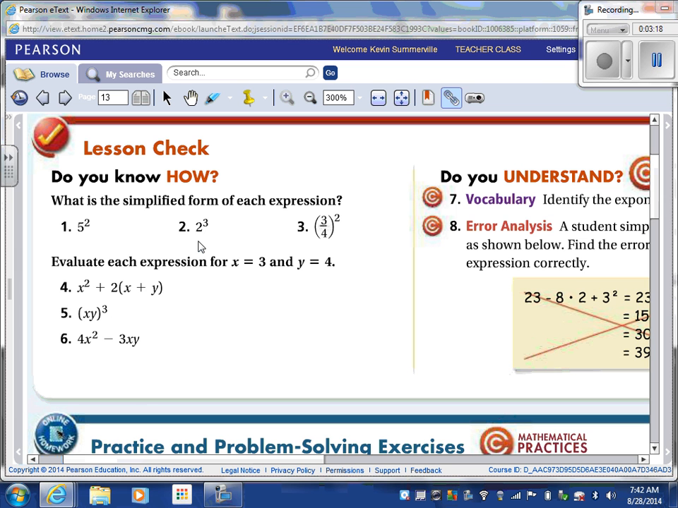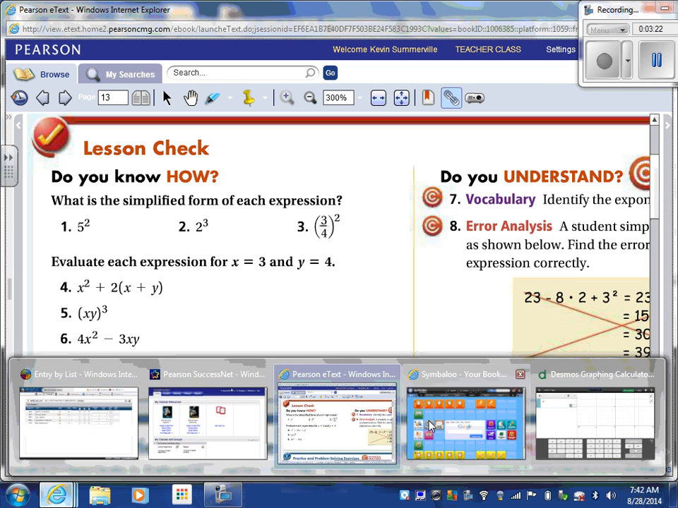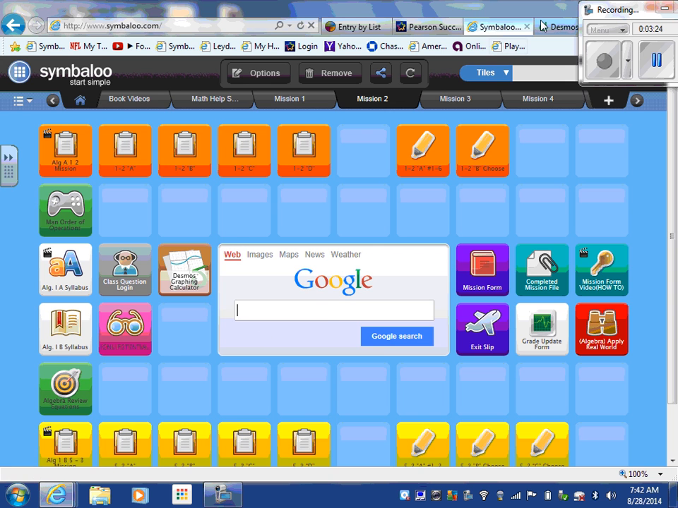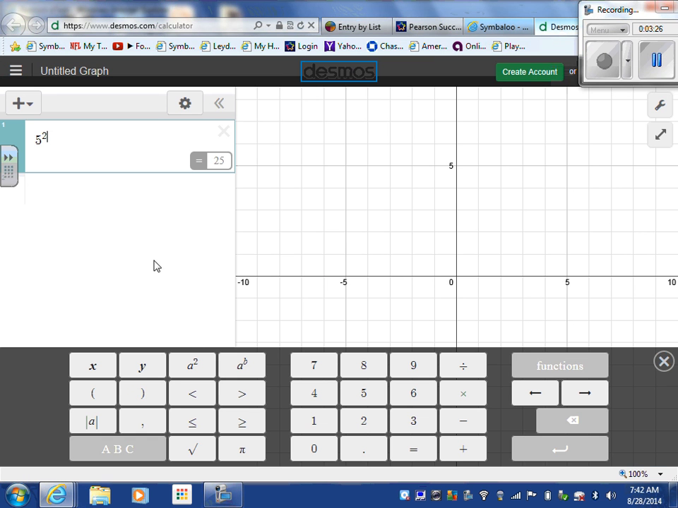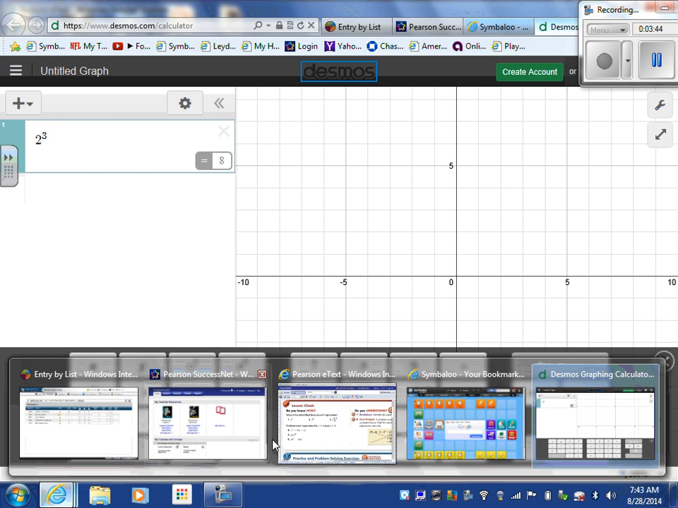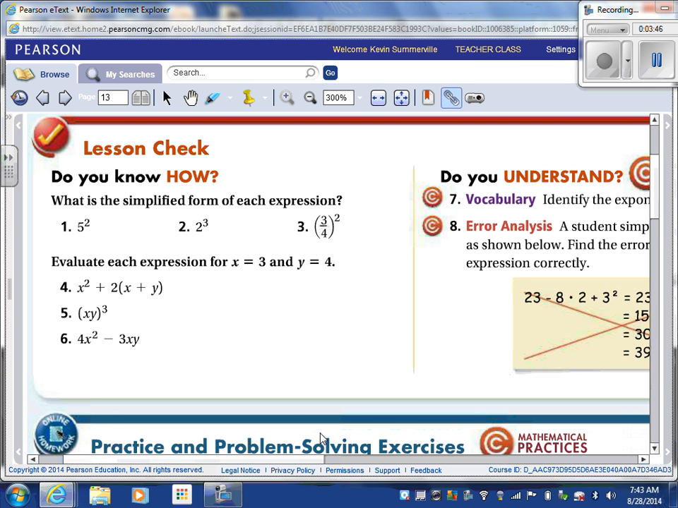And if I go to my calculator one more time, I'm going to go back to the Symbaloo site and click into my calculator, which I already have up here. I'm going to erase this here, and I'm going to go to the AB button, to the third power. And that answer is 8. Okay, so I need to go to the calculator, plug it in, get my answer. So for number 2, your answer is 8.